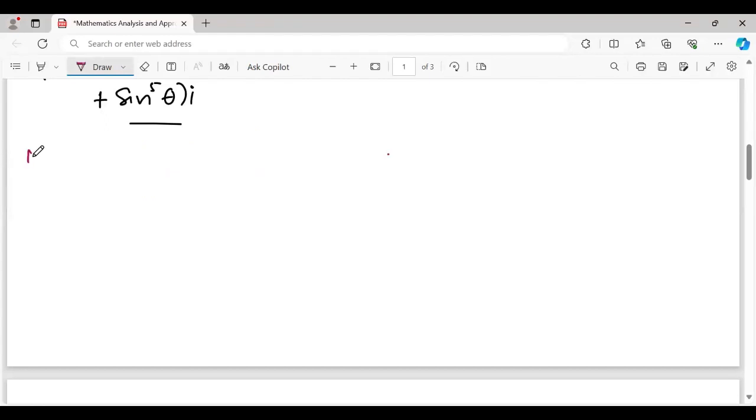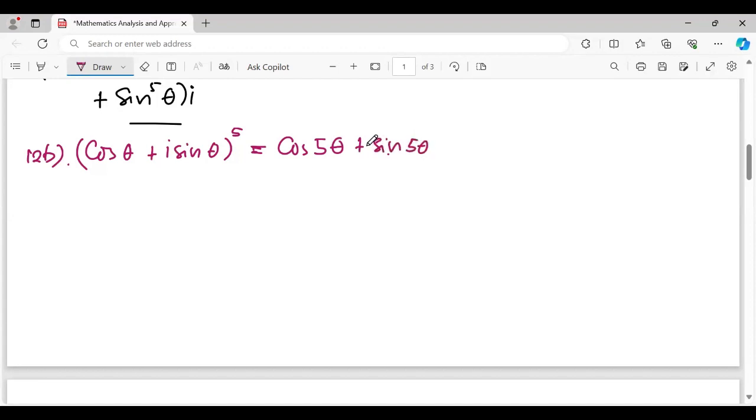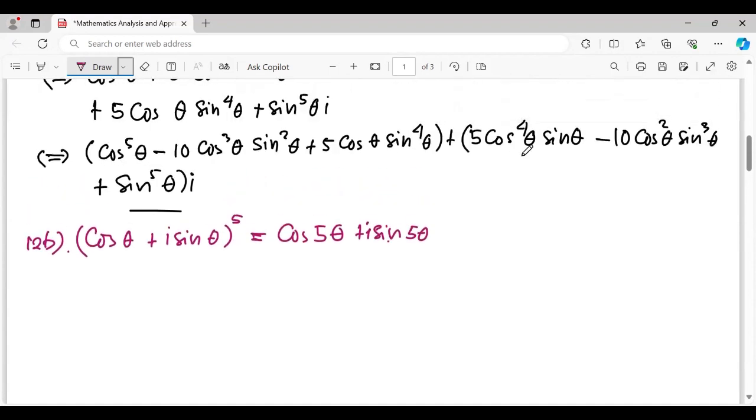Now, that would be cosine theta plus i sine theta to the power 5 equals cosine 5 theta plus i sine 5 theta.